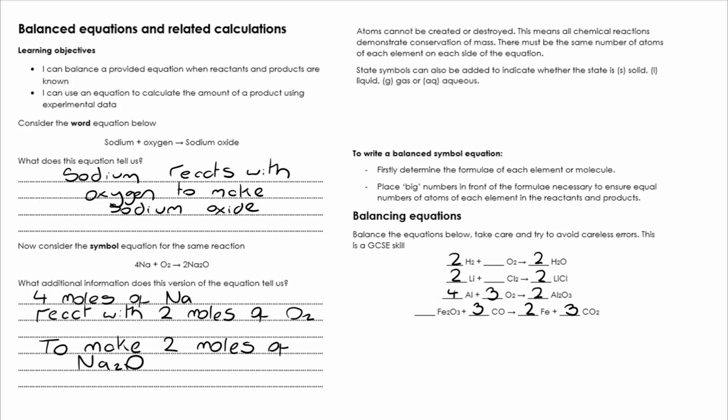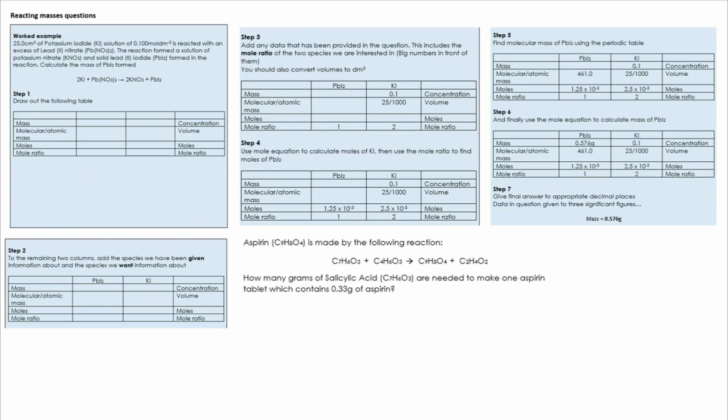Now that's going to allow us to move on to the reacting masses calculation. This is a big part. It's a big part of the maths for year 12 and year 13. As you can see here, there is a worked example and you only draw the table out once, but then you fill it in the order that we have it. And I think if you learn this table, you are well on the way to being able to do any of the calculations that are thrown at you.